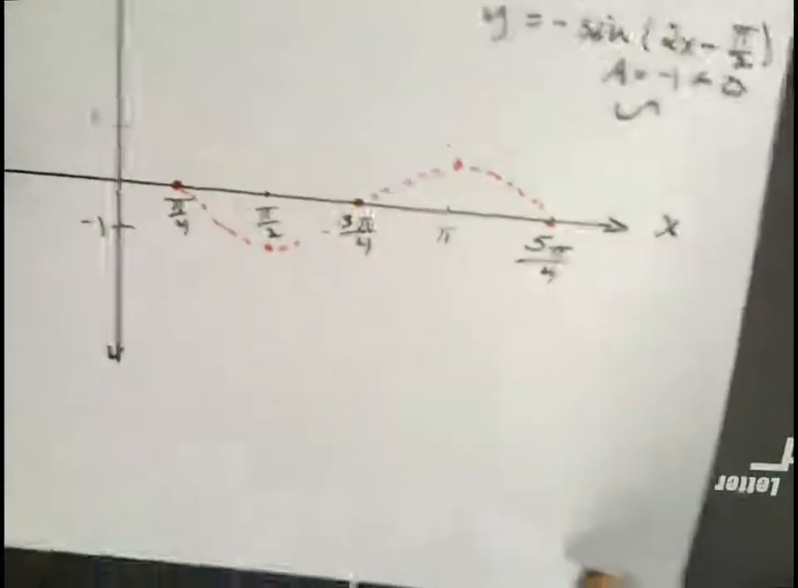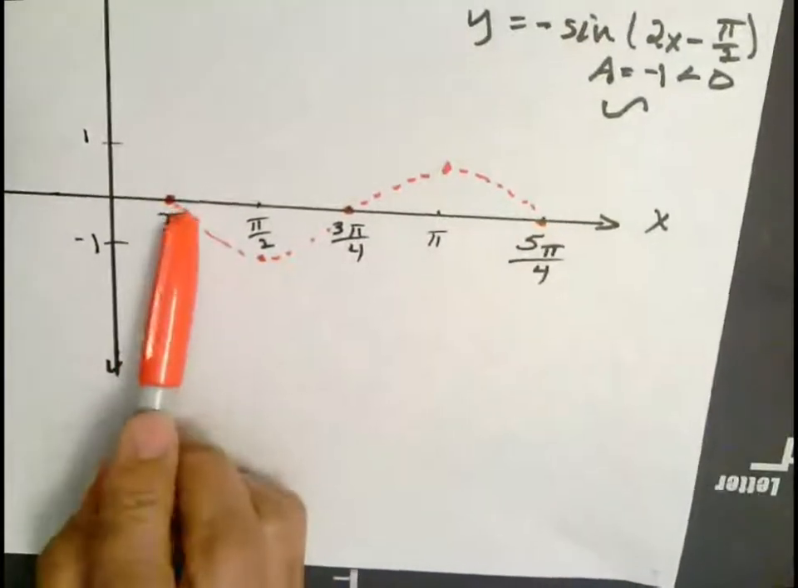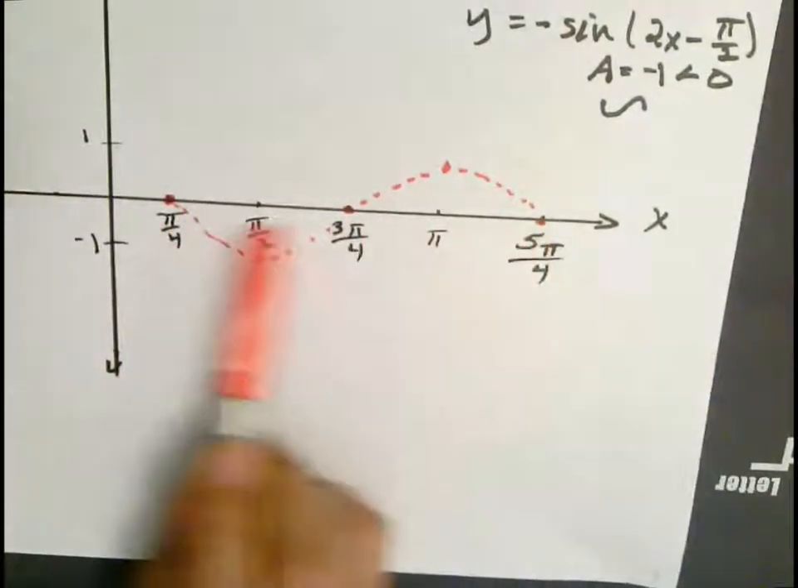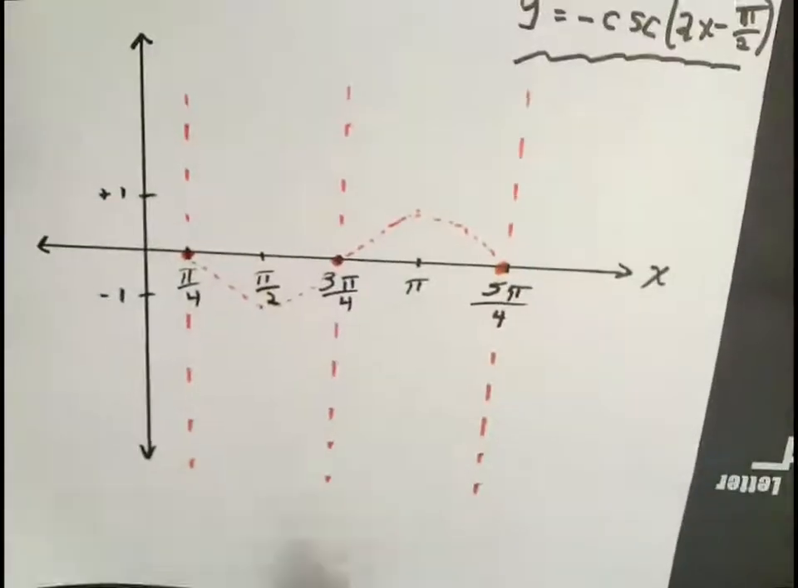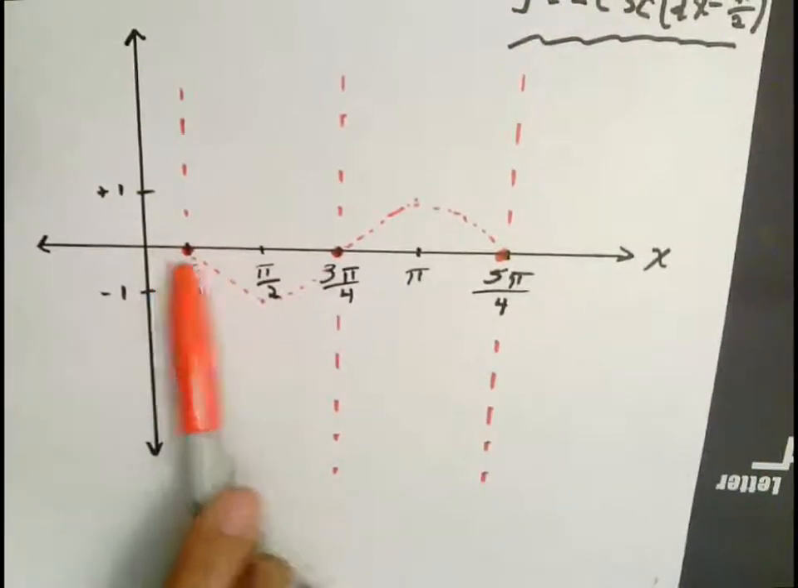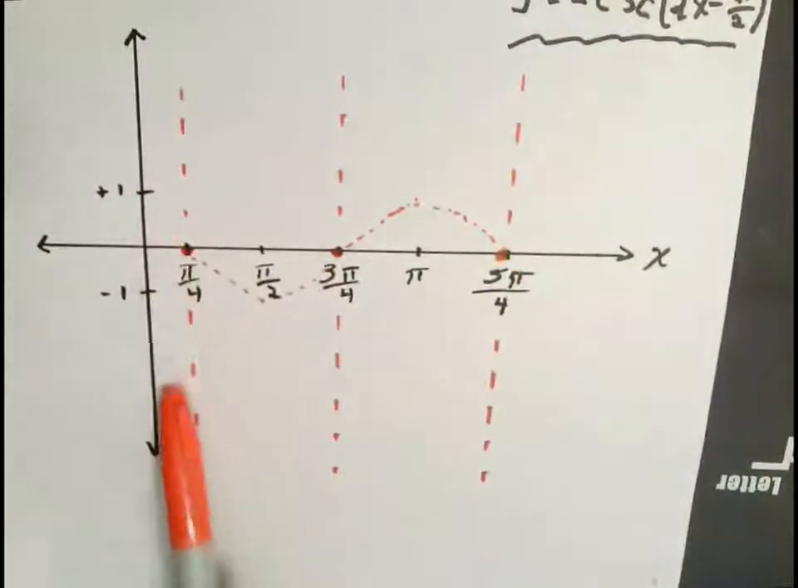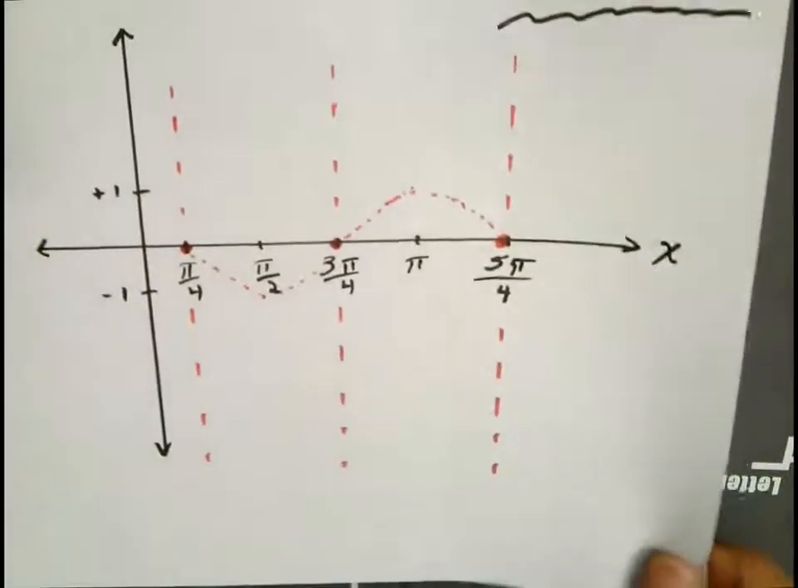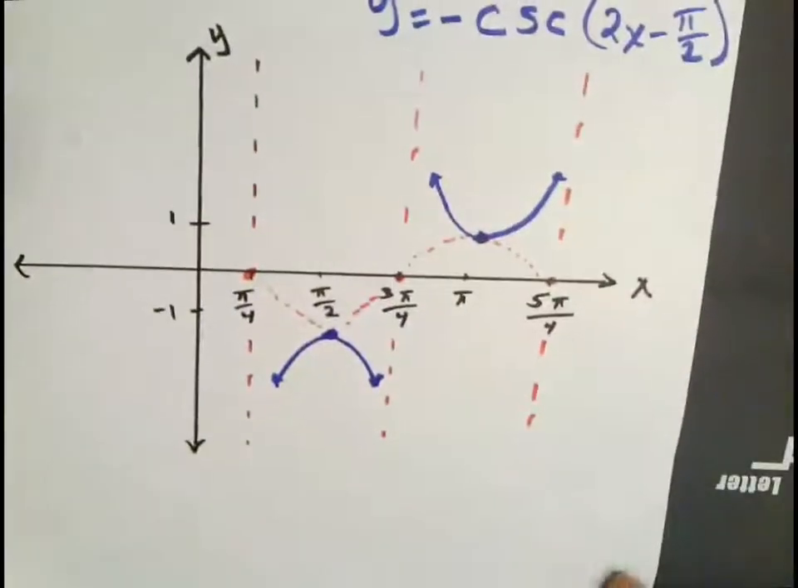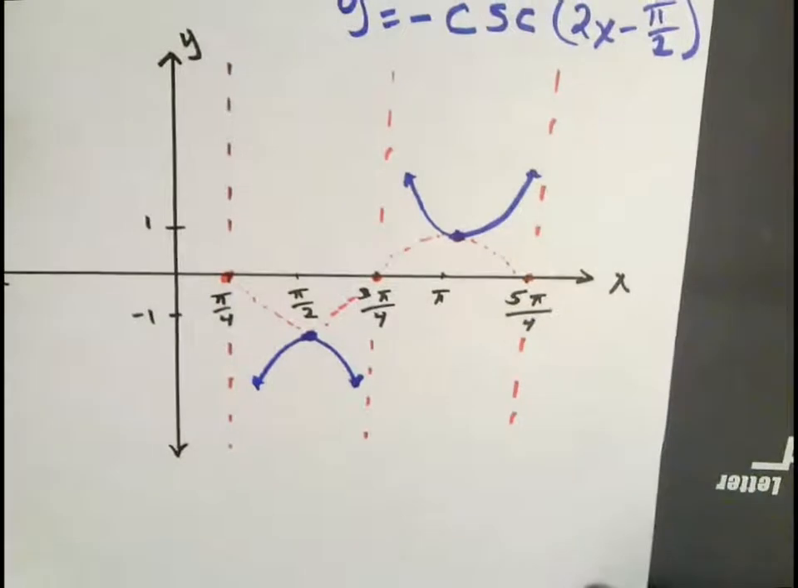Then, well, let me go back and show you this. You see where this sine curve is touching the horizontal axis, that is where we're going to have our vertical asymptotes. So when I come over here, again, where the graph is touching the x-axis, I'm drawing my vertical asymptotes. And remember now, these vertical asymptotes are not a part of the graph. They're just to help us sketch the graph so that we won't make the branches too wide or too narrow.